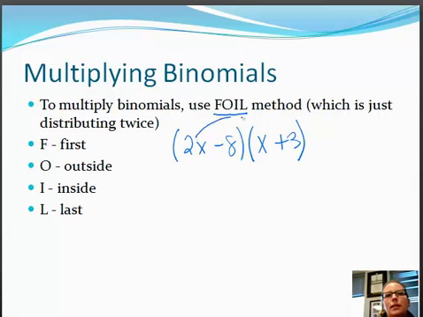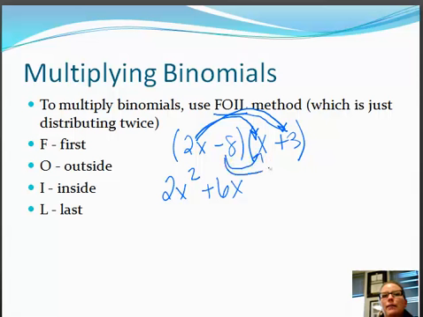FOIL says to do the first and the first. Now really all that's doing is distributing the 2x to the x. Then we're going to distribute the 2x to the 3. Alright, so 2x times x, remember the exponents change when multiplying, so it would be 2x squared. 2x times 3 would be plus 6x. So we've distributed the first term to both terms in the second thing. Now, that's first and then outside. Now we're going to distribute the negative 8 to the x and the negative 8 to the 3. That's our inside and last.